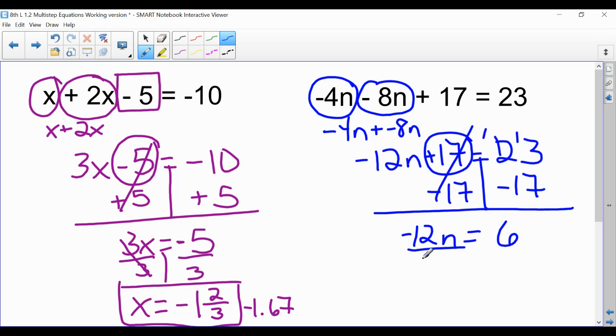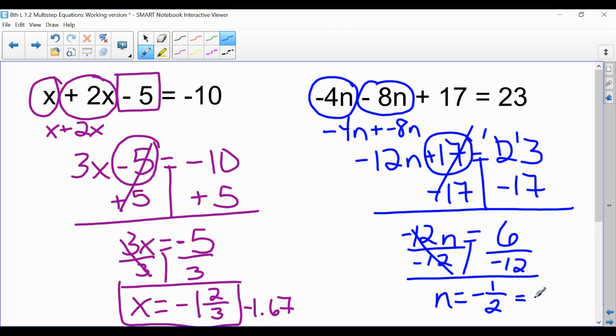A number next to a letter is multiplication, so we're going to use division to solve it. And I'm left with n on this side. Now I have 6 divided by negative 12, or 6 over negative 12. And if we think of that in terms of a fraction, we can simplify it to be negative 1/2. Or if we put it in the calculator, we get negative 0.5.